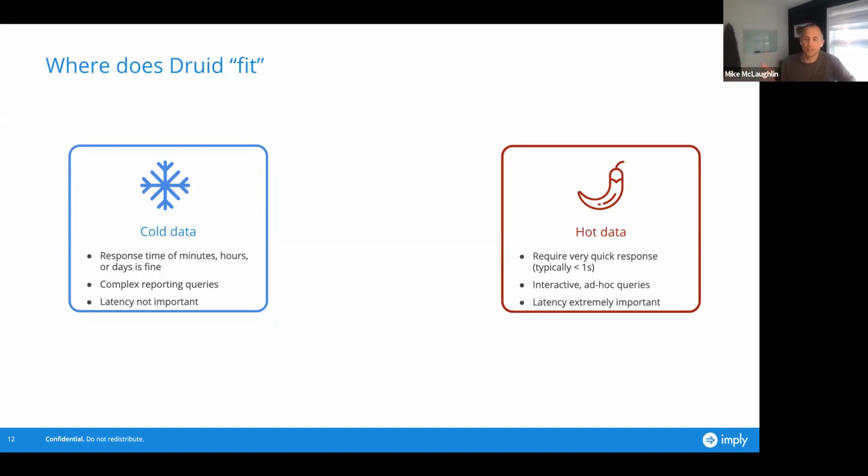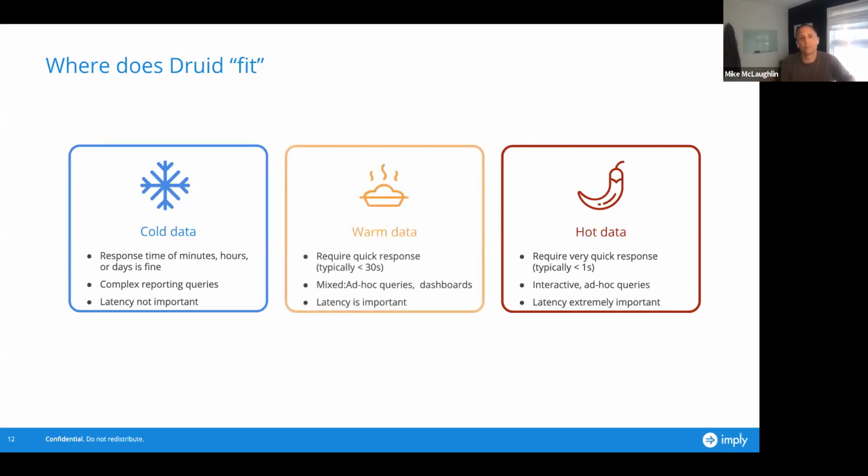Latency is important here, even extremely important, again, for those use cases I talked about. We have sensor data, et cetera. And then in the middle, you have what we term warm data. It'll certainly require a quicker response than days or hours, typically 30 seconds, maybe less than a minute, might be a little bit better.